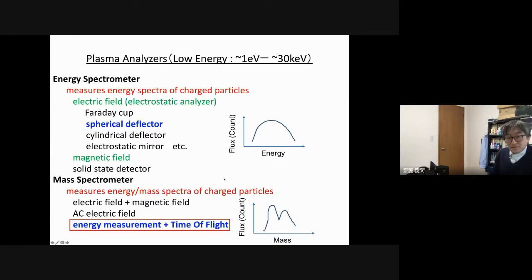Okay, so next I'll move on to the mass spectrometer. A mass spectrometer measures energy mass spectra of charged particles. And I will show an example, a mass spectrometer that utilizes the energy measurement plus time of flight.